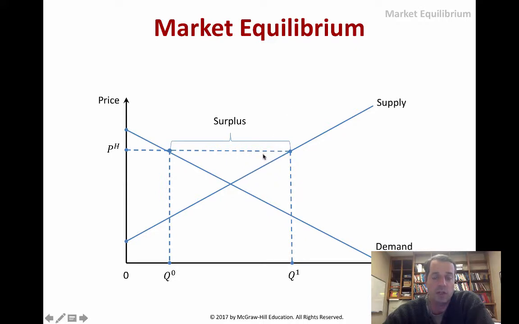It could be something like a price floor, which you would think would be low, but if for some reason the government has said you cannot sell for less than a certain price, the minimum wage is an example of that, then we're going to be in a position like this where quantity supplied is greater than quantity demanded. So we're going to have a surplus of that product.